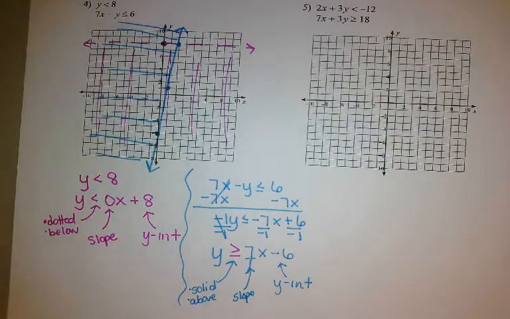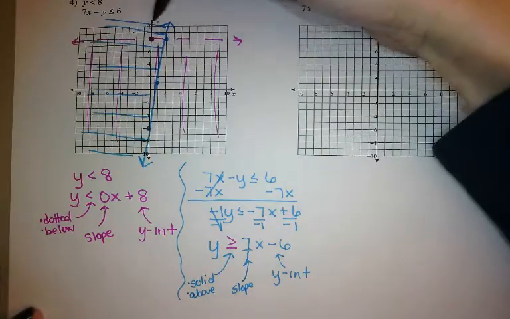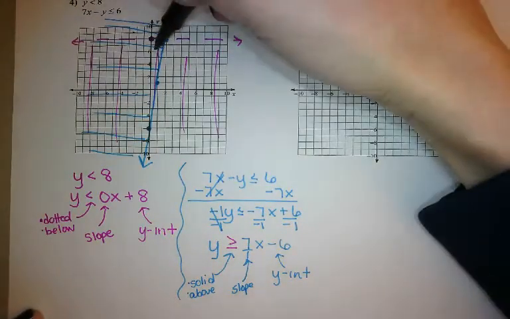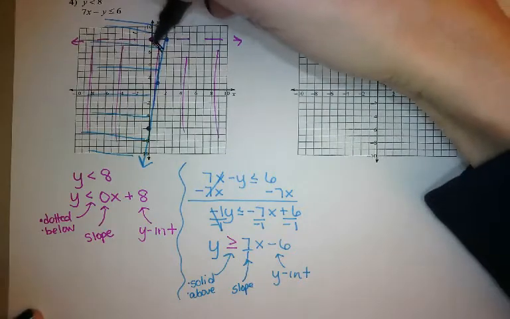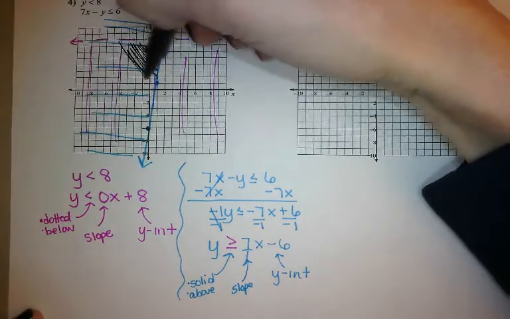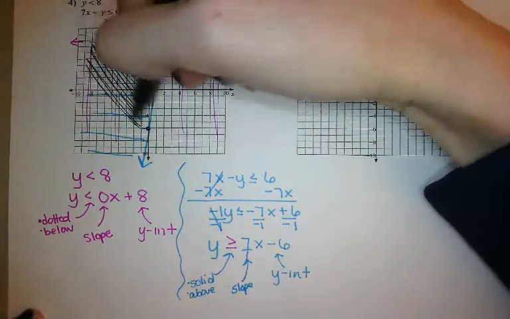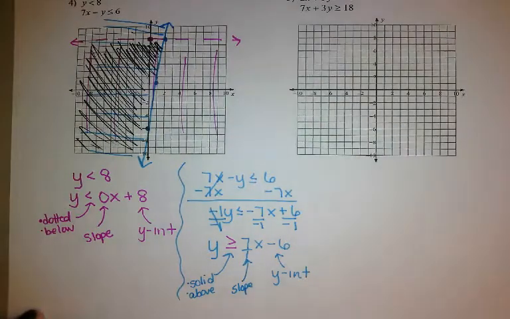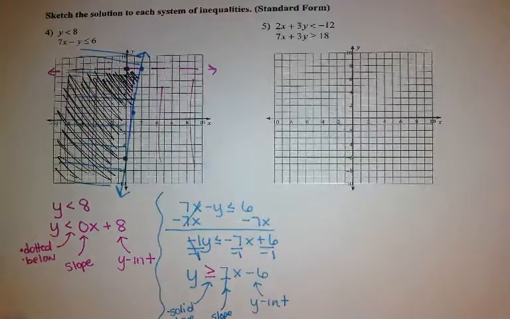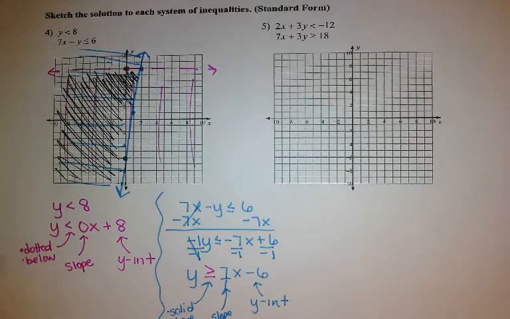Again, the final answer is where the two regions overlap. They're not overlapping here. That's only blue. But here's where the blue and the purple overlap. So I'm going to darken that in so that the person can clearly see that that is the main solution set. Okay, let's look at the last example.